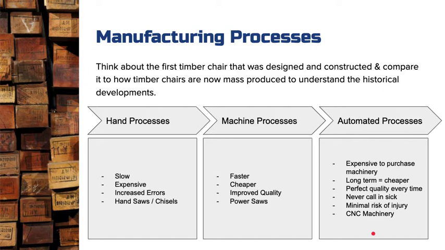But the benefit is, if the machine does the work for you, you don't need to pay people to do it, so it becomes cheaper. The other benefit of using a machine is perfect quality every time. They don't make mistakes. They also never call in sick. Right? Machines work every day of the year, and machines are not dangerous to themselves. Machines are dangerous to humans, but a machine doesn't injure a machine. So we have a whole heap of benefits as to why we would use automated processes. And what I'm talking about here are CNC machines. I'll talk more about that in the next couple of slides.